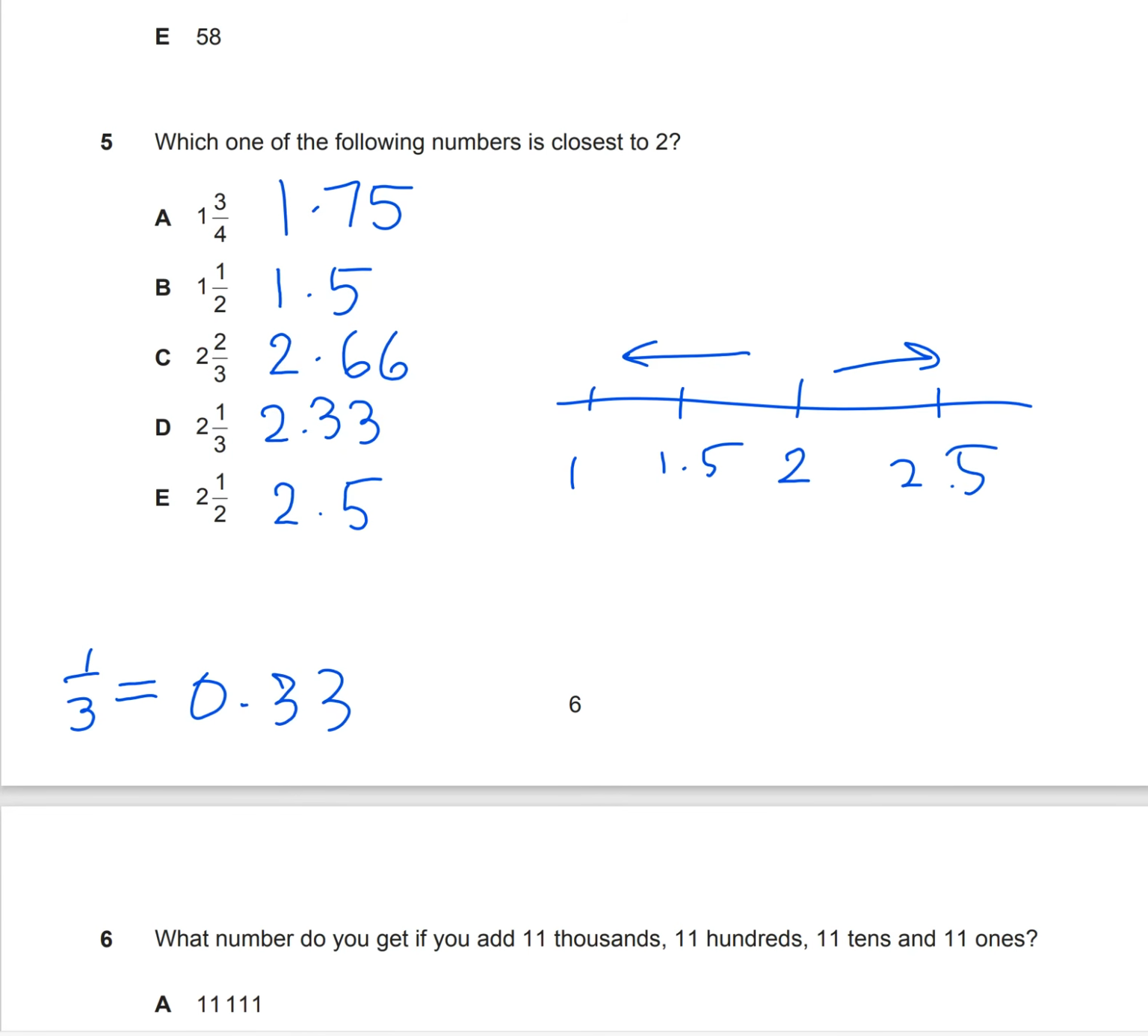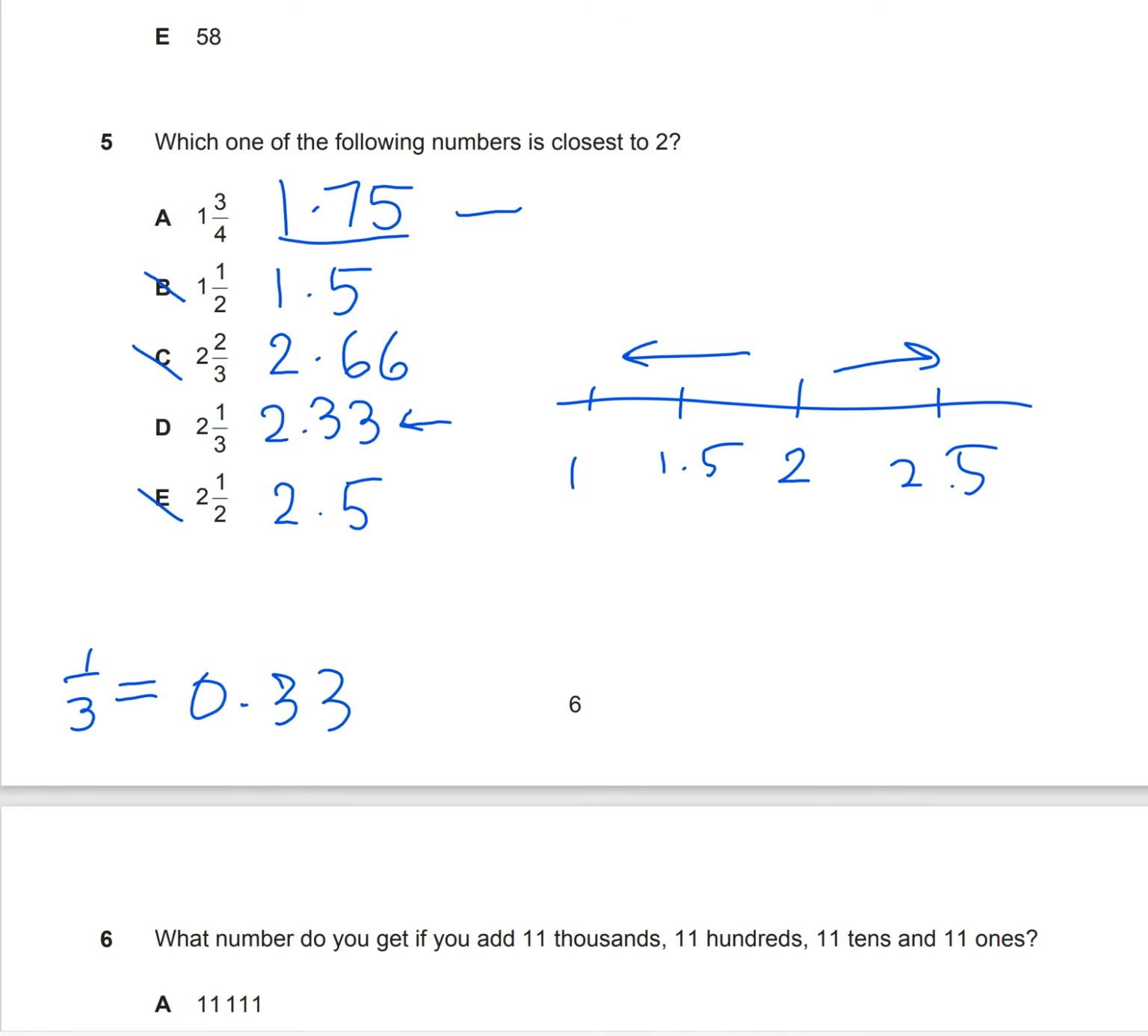So it depends on how far from 2 it is. It's not about if it's bigger or smaller, okay? We want it to be the closest we can to 2. 1.5 is out, because there's something that I can see here that is even closer to 2. Same way, 2.66 and 2.5 are out, because 2.33 is closer than both of those on the bigger side.